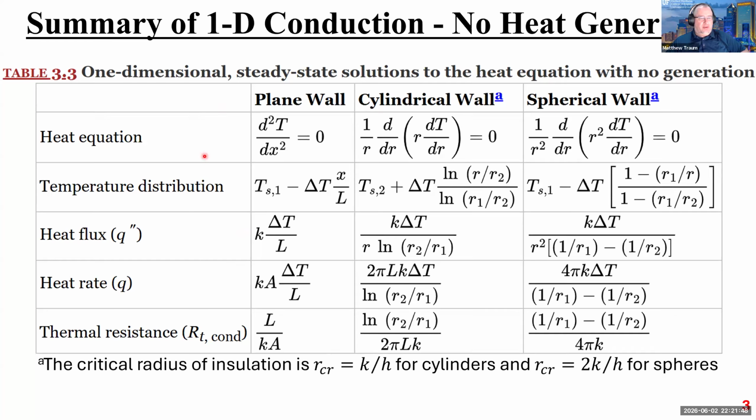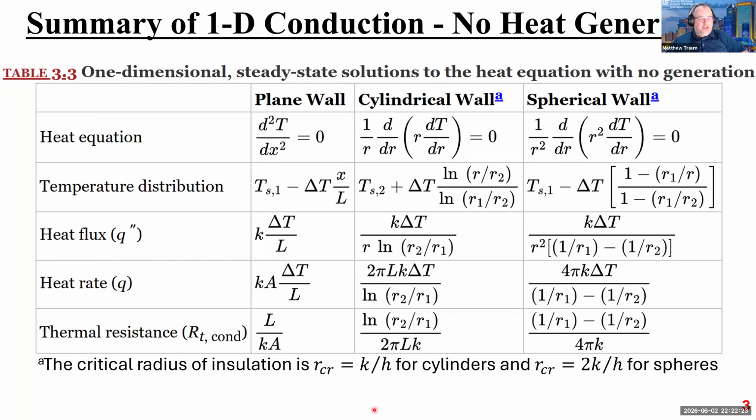So we're going to talk about the various forms of the heat equation, the temperature distribution equations, the equation for heat flux, heat rate, and thermal resistance for three different geometries, for plane wall, cylindrical walls, and spherical walls, all as part of one-dimensional steady state heat transfer solutions that involve conduction. And I say here with no generation. There is actually a generation section which will come after all the non-generation stuff.